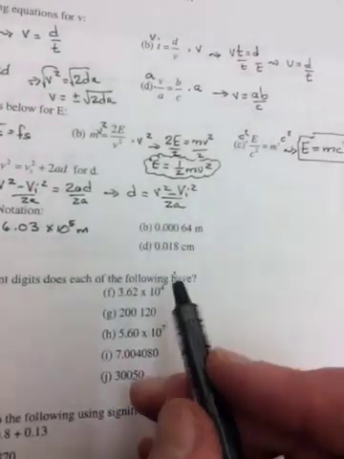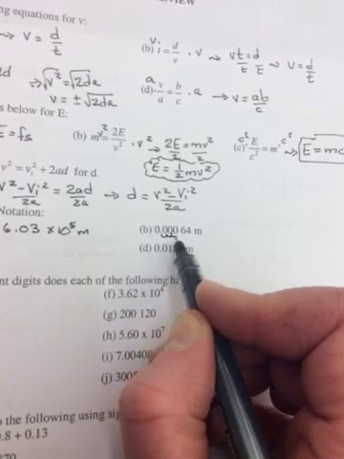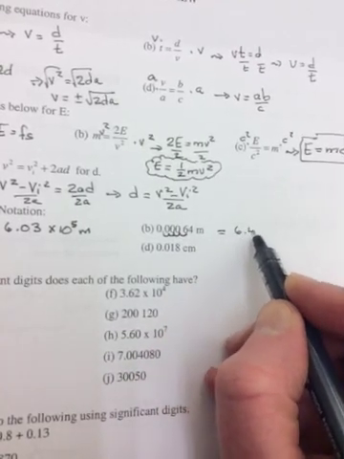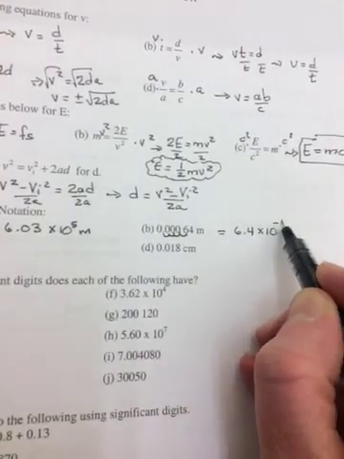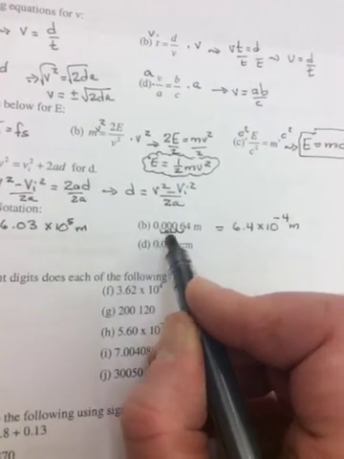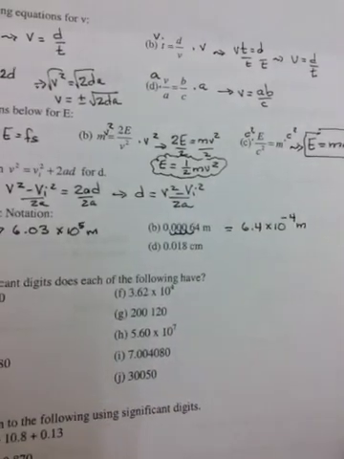For b, we're moving it to the right, so it's going to be a negative exponent. 1, 2, 3, 4. So it'll be equal to 6.4 times 10 to the negative 4 meters. And there's only 2 sig figs here. These leading zeros don't count. Okay, so 6.4 times 10 to the negative 4.